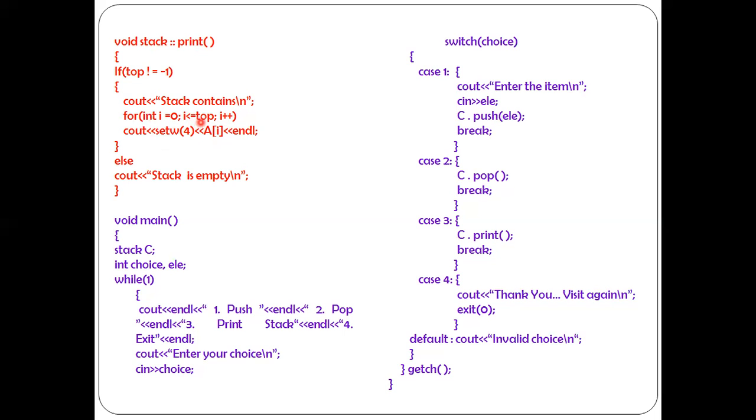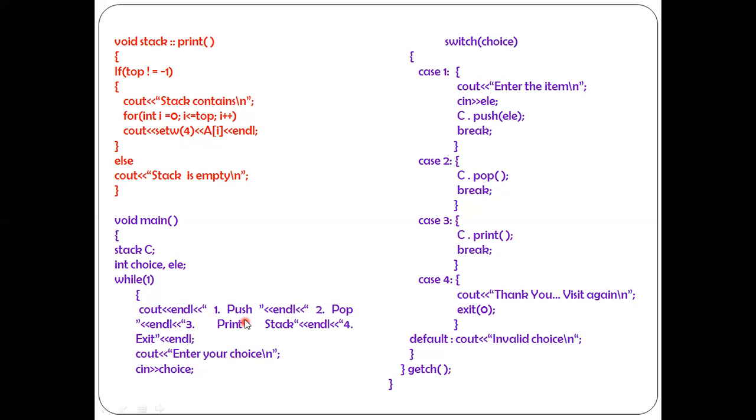Condition false. Condition false means it comes out of the print member function and executes this break. Break means it won't allow us to execute the rest of the statements. It won't go to the next statement. It will halt there itself, come out of the switch statement and execute a get function. Again, 1 for push, 2 for pop, 3 for print, 4 for exit. Enter your choice. So what are all the elements we have just seen? Stack contains 10, 20. Because we have added only 2 elements, the same thing it is going to display.